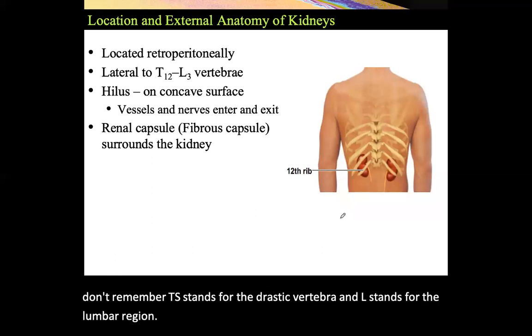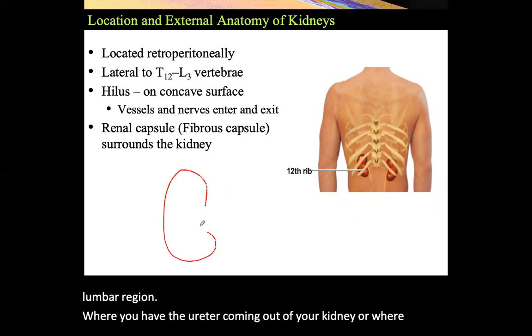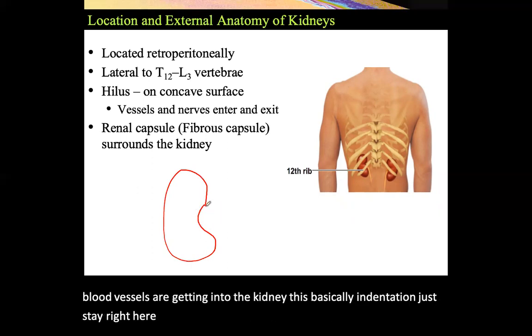Where you have the ureter coming out of your kidney, or where your blood vessels are getting into the kidney, basically the indentation you see right here, is referred to as the hilus. And again, it's the point of entry for nerves, ureter, and blood vessels.